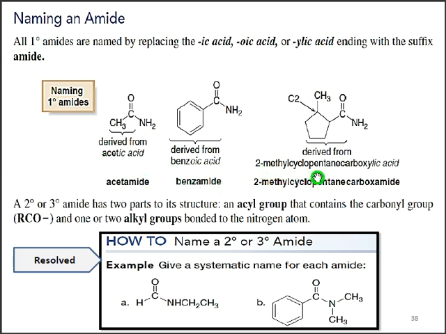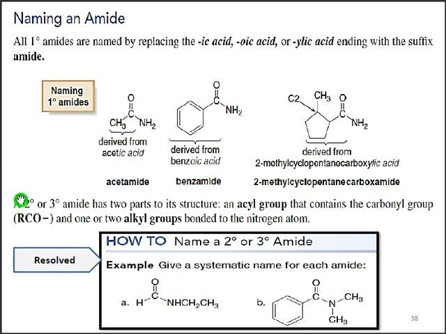And this 2-methylcyclopentane carboxylic acid will be 2-methylcyclopentane carboxamide. That means change all the suffixes related to the carboxylic acid to amide. And if you see amide at the end of the name of the compound, that means it is an amide compound, of course.